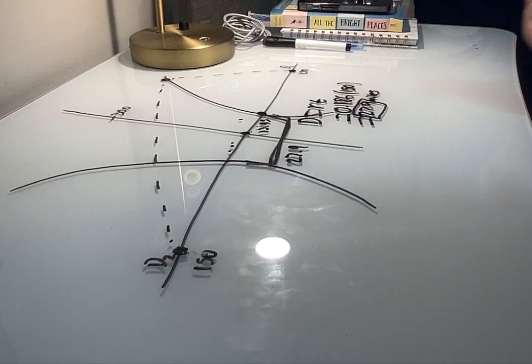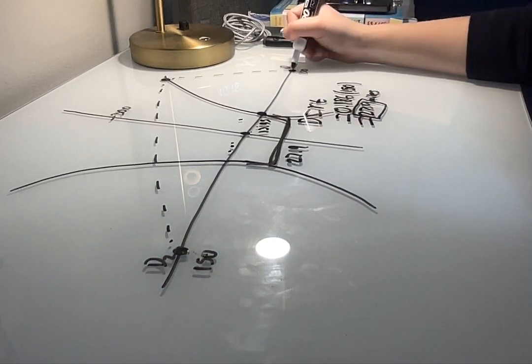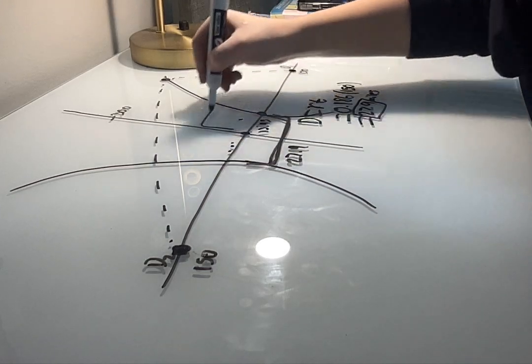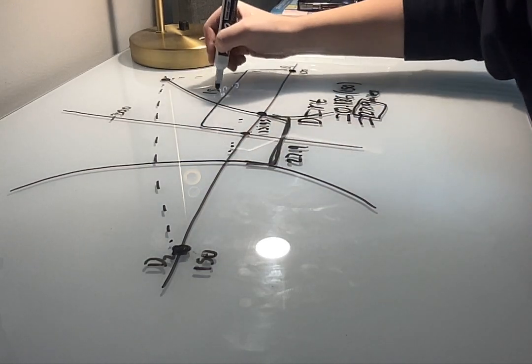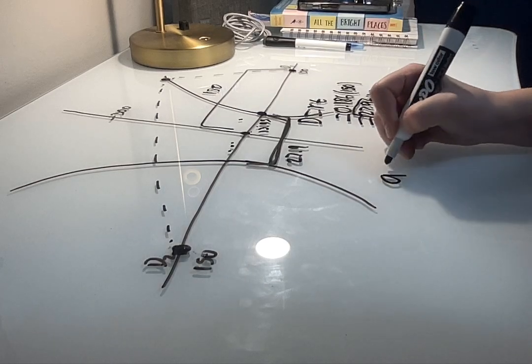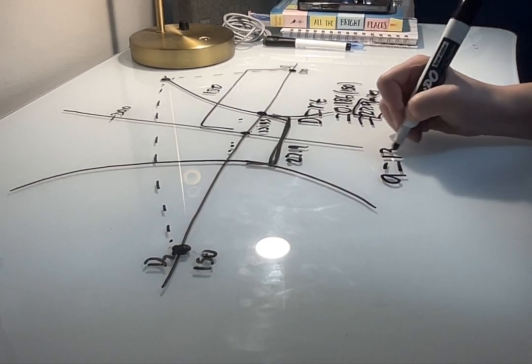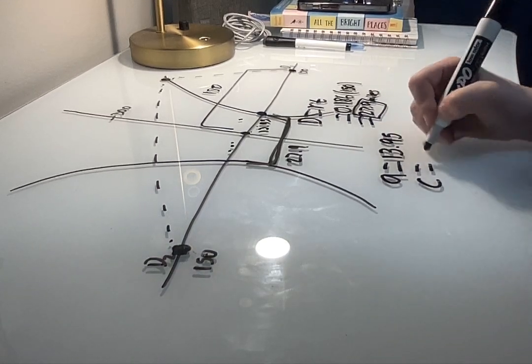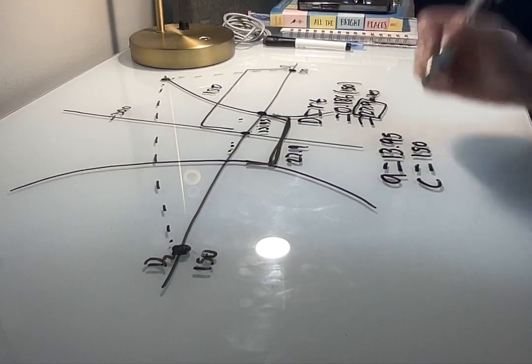And now these two dispatchers are both 150 miles out from the center here. So we've got A is 13.95, and we've got C is 150.